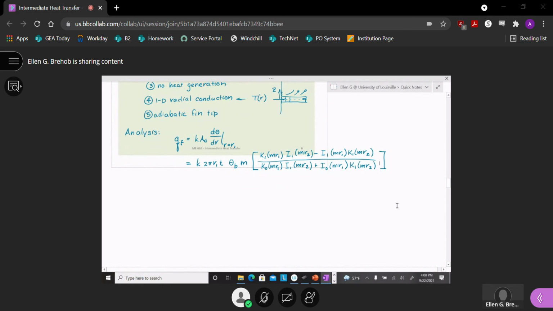Okay. The first thing I did, and we know we're going to have to evaluate it for all of these, what I call the arguments, these MR terms, is we need to calculate M. And M is 2H over KT.